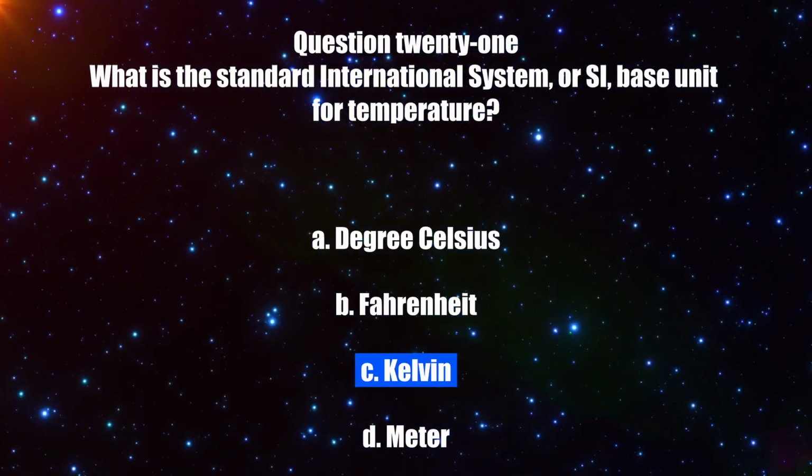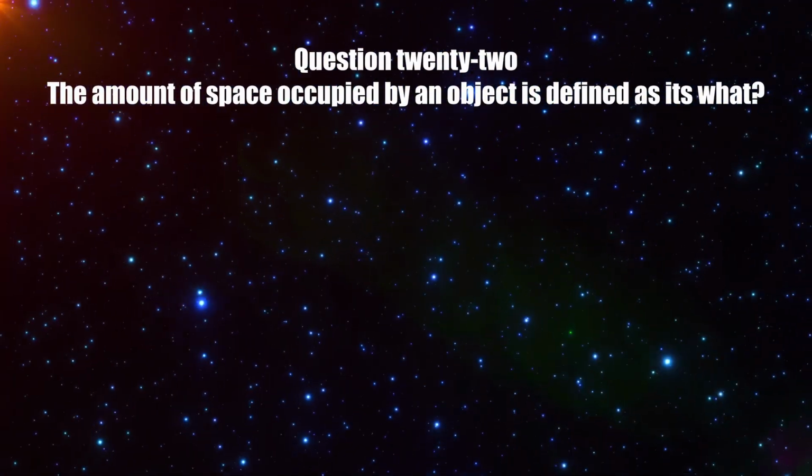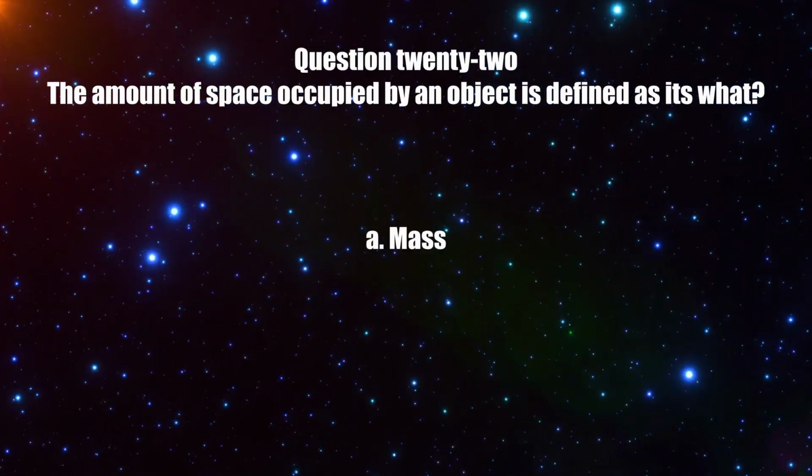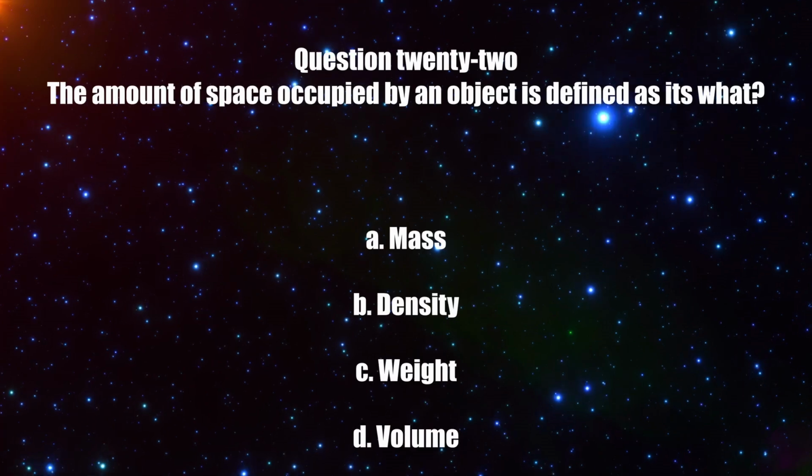The correct answer is C. Kelvin. Question 22. The amount of space occupied by an object is defined as its what? A. Mass. B. Density. C. Weight. D. Volume.